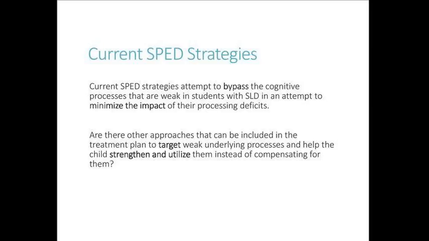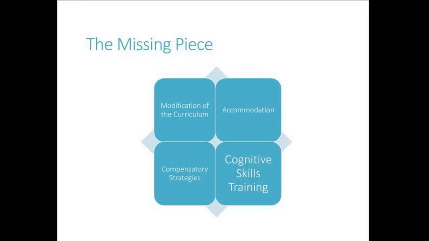So the question we're going to be talking about now is if there isn't another approach, if there isn't a way that we can actually target those underlying processes and help our students develop them to the point that they can use them instead of simply bypassing them and compensating for them in other ways. And the quick answer is yes. It is possible through cognitive skills training in the right kind of way to build the underlying cognitive infrastructure. And so now we're going to talk about what's involved with that.